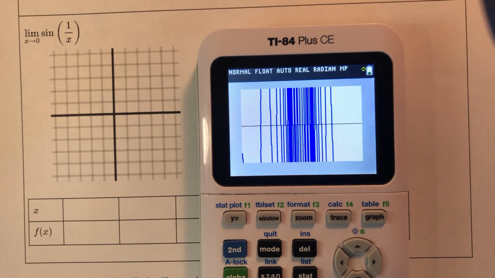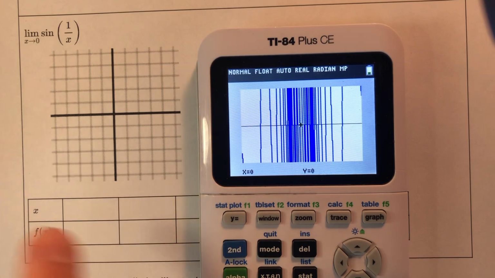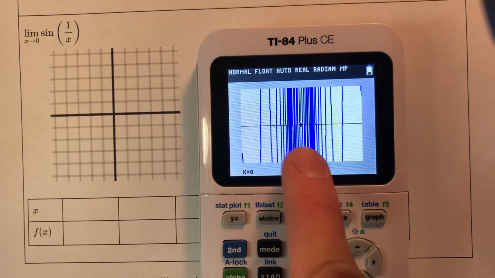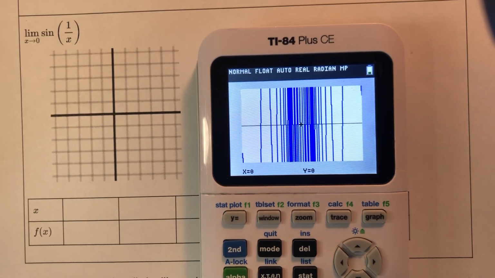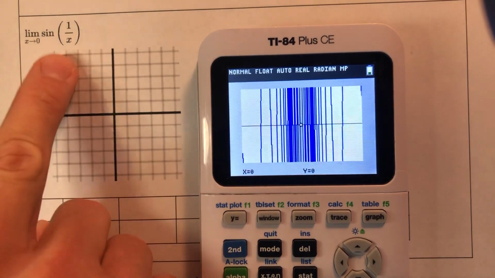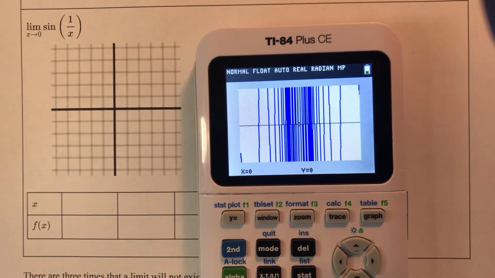Where it doesn't quite know what to do with it, because the closer I get to 0, the more, I love this phrase, the more wildly this function oscillates. Oscillates means it goes back and forth. And so I could zoom in all day as much as my calculator would allow, and it would never show me anything clear that happens at 0 because nothing clear happens at 0. It's just going to get wilder and wilder the closer we get to 0. It's the nature of this function.